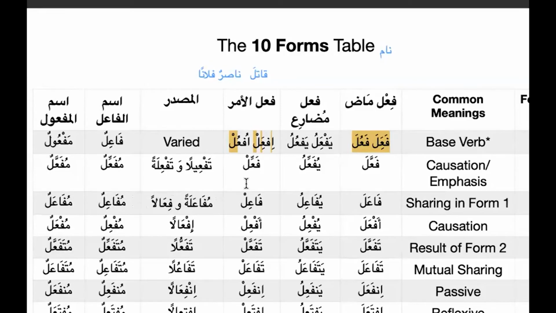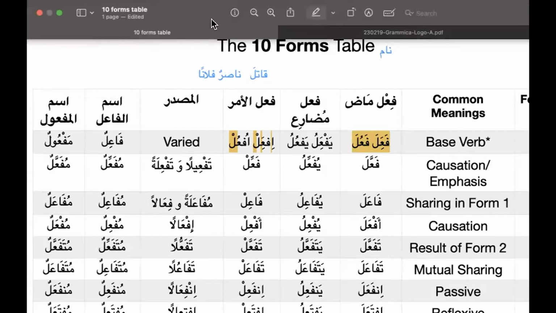Other words on form 3 are something like raqaba. Raqaba yuraqibu means to observe. The masdar is muraqaba. Muraqaba, that's the masdar of form 3. Now, do we have riqab as a masdar of form 3? We don't. We don't say riqab as a masdar for form 3. Riqab in fact is a different word. It's a plural of raqaba, which is necks. But muraqaba means observance.